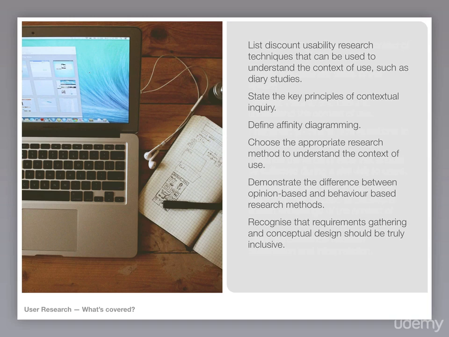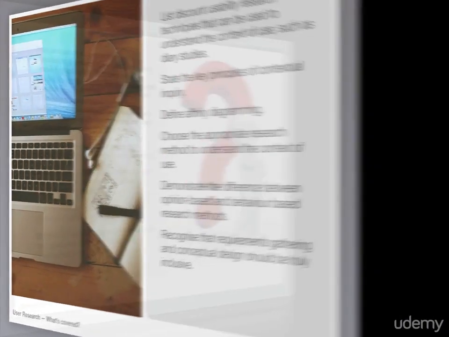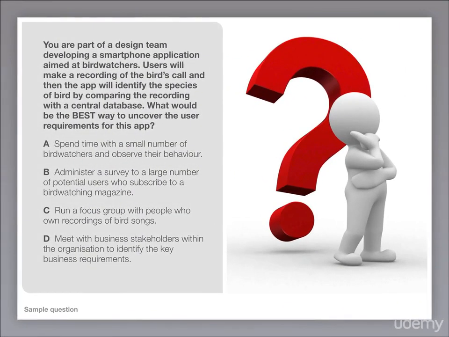Here's an example of the kind of question that you might face in this part of the syllabus. So in this one, you're part of a design team developing a smartphone application aimed at bird watchers. Users will make a recording of the bird's call, and then the app would identify the species of bird by comparing the recording with a central database. What would be the best way to uncover the user requirements for this application? So that's an example of the kind of question you might be posed.